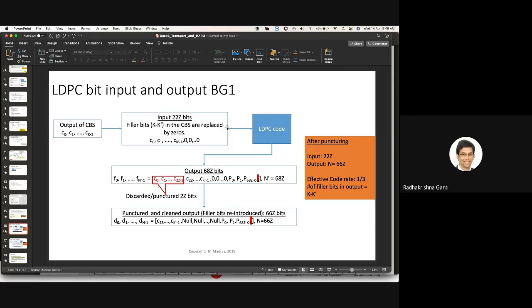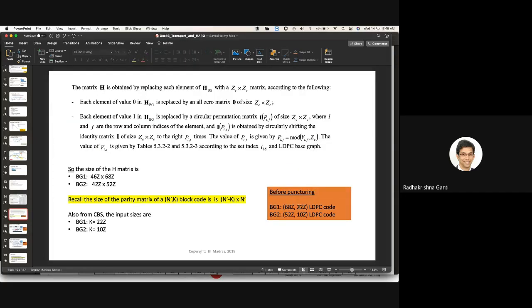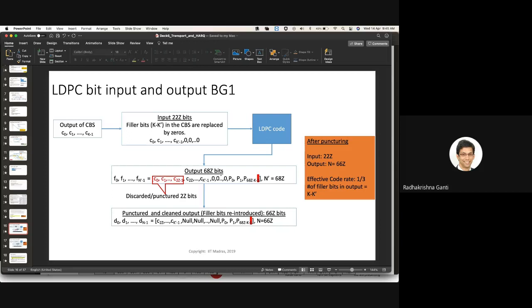Okay, so these 22z bits are fed into the LDPC code. Remember, the LDPC code is a 22z, 68z. So it takes 22z bits input and produces 68z bits output. Out of this, what they do is the first 2z bits are dropped. This is called puncturing. This is the first set of puncturing where they drop the 2z bits. So effectively, you have 66z bits.